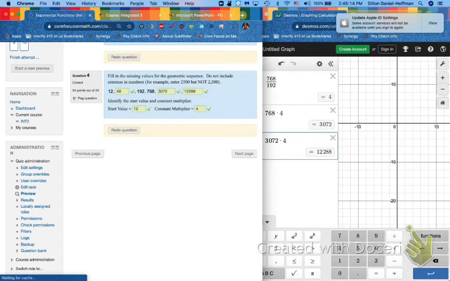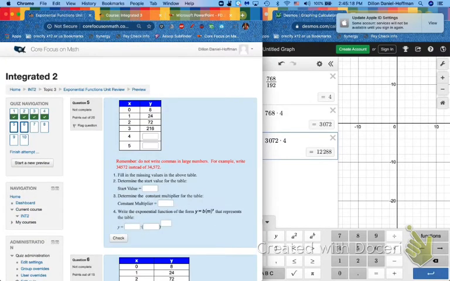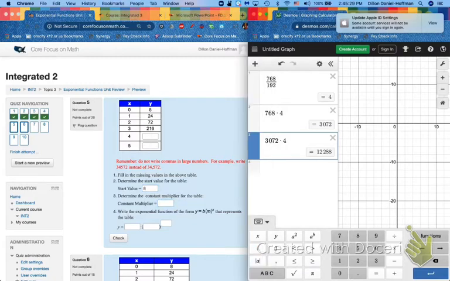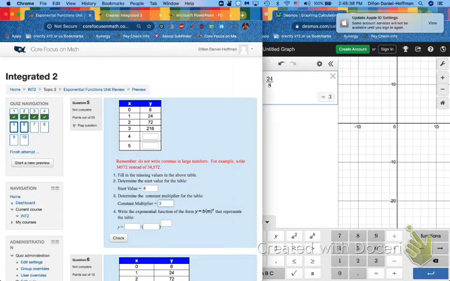Number 5. Now we're reviewing some tables here. Start value is still across from 0. 8 is our start value. Multiplier 8 times what's 24. 24 times what's 72. We do bottom divided by top. Let's clear all this out. 24 divided by 8. 3 is our multiplier. So we can fill this in. 8, 3, and x. And then we just need to fill in our table here and here.